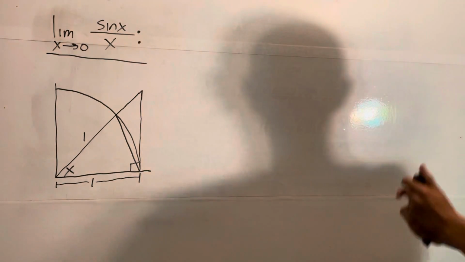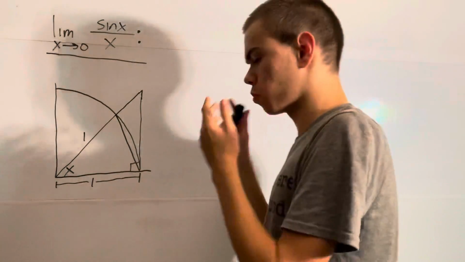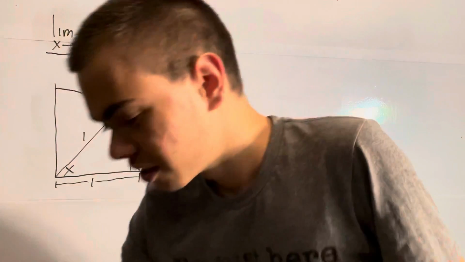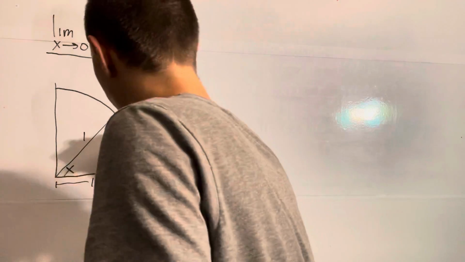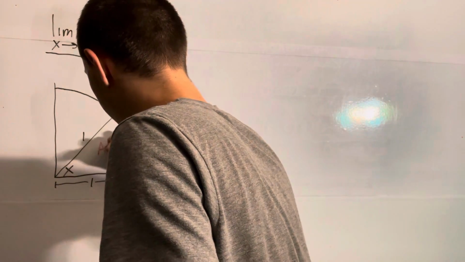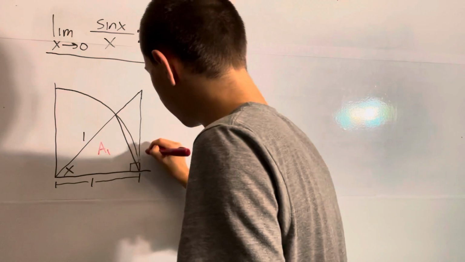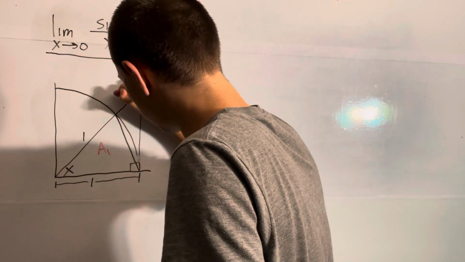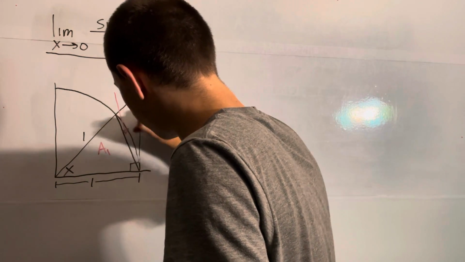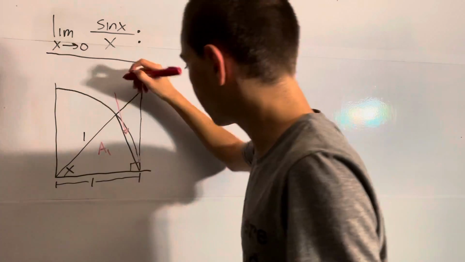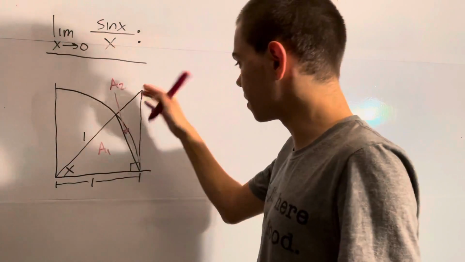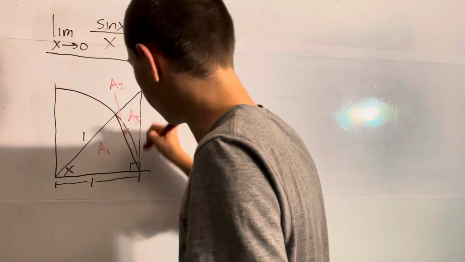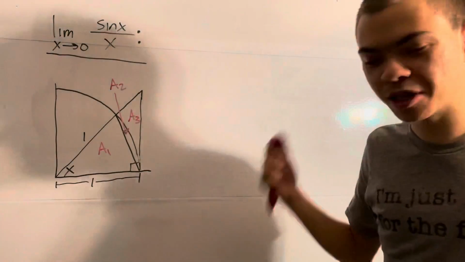Now, how do we divide this up into areas? Notice the areas that we have here. I'm going to call this area A1. And this area right here, this thin area, I'm going to call A2. And then the rest of this area right here, I'll call A3. So we have three areas we've divided this up into.